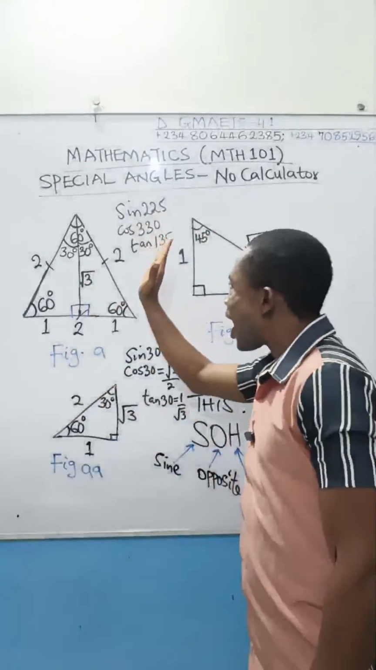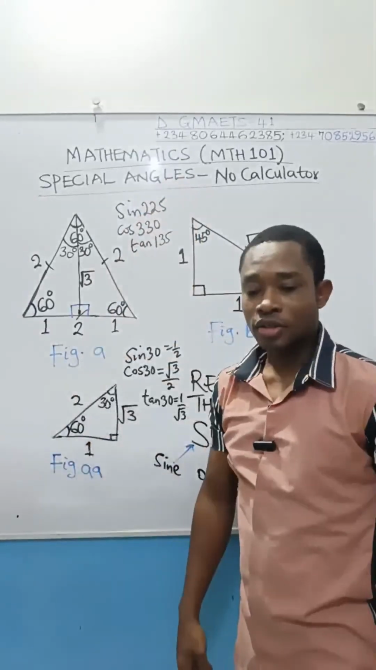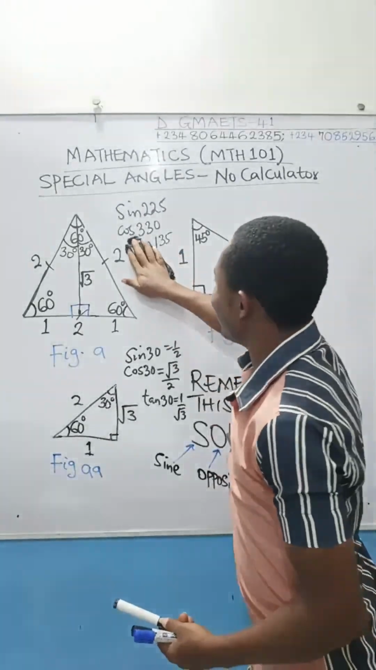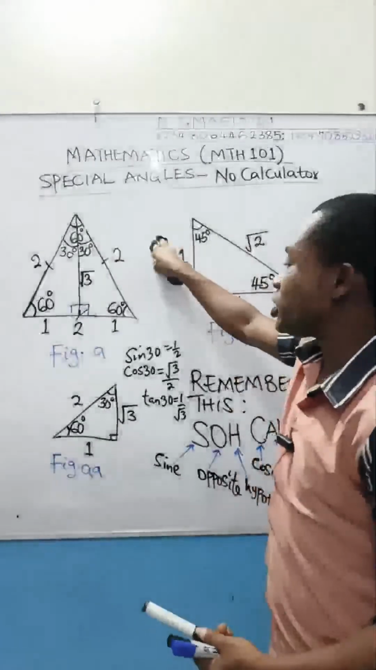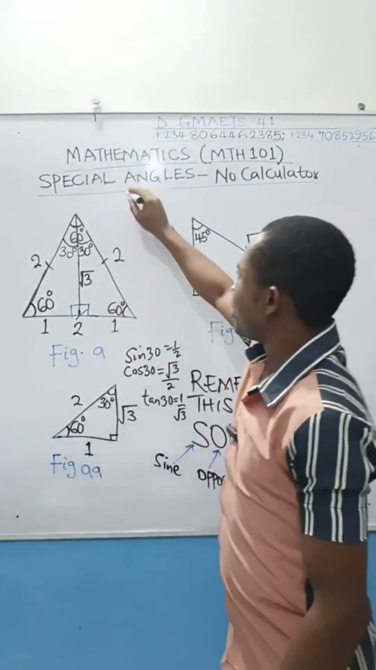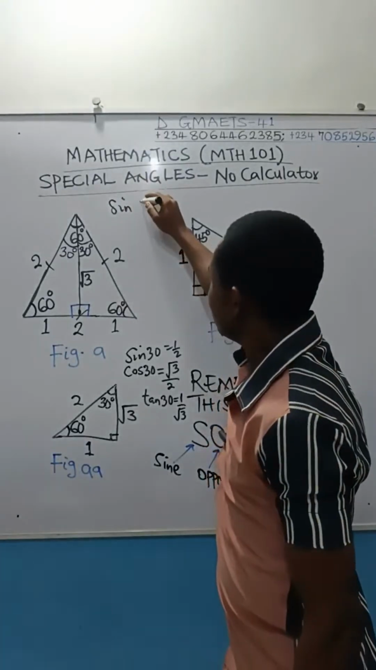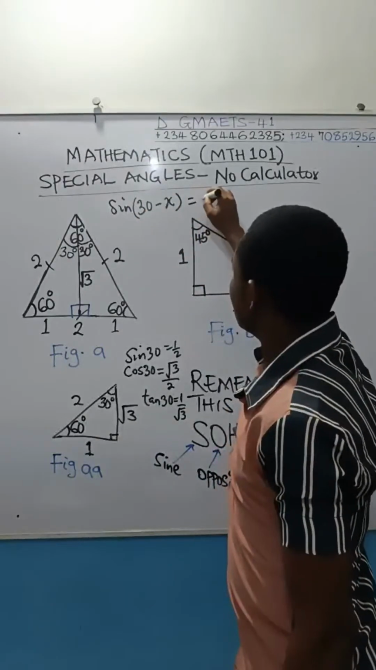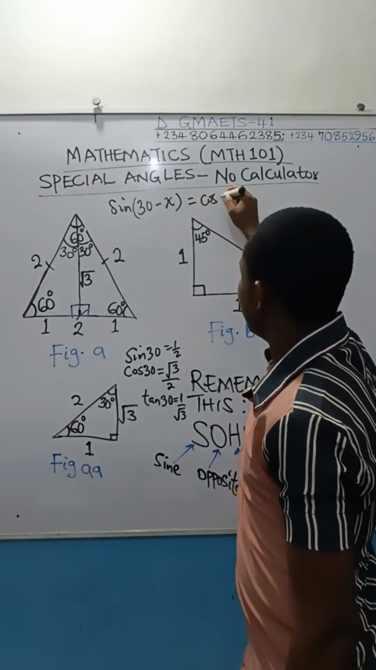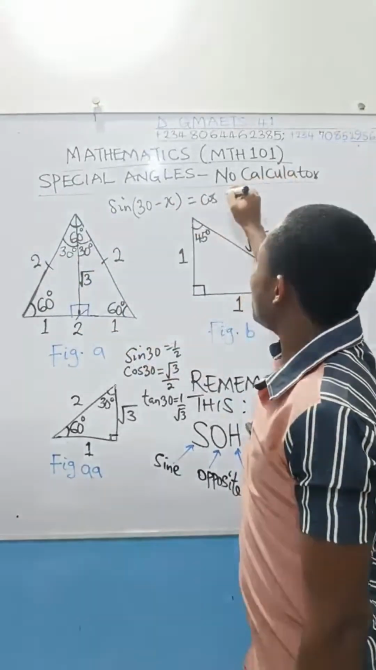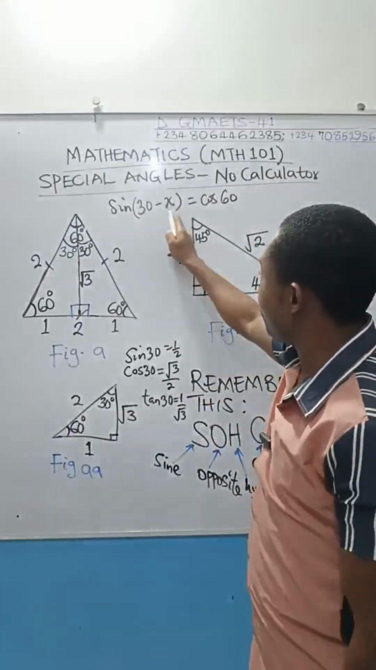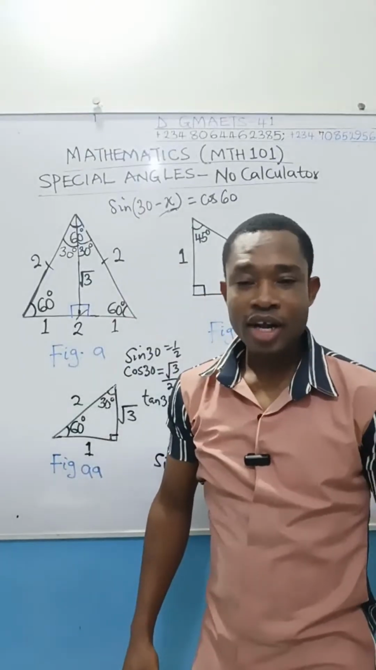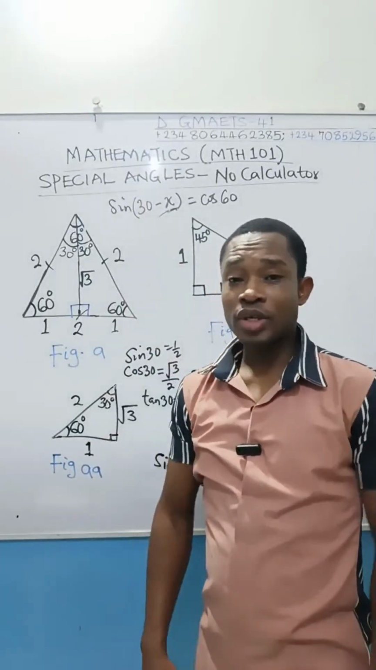When we are done with this part of the application of special angle, we will graduate to what I will consider as another complex part, which is really not complex anyway. If I give you something like sine 30 minus x equal to cos, let's say cos 90, or let's say cos 60, whatever, and I say you should find the value of this x, how can you solve it? We'll find out how we do that.